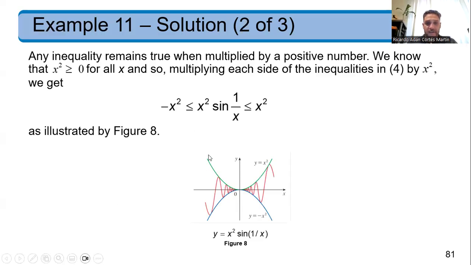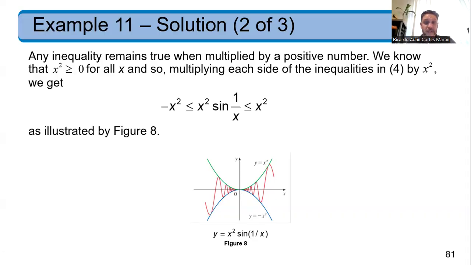So these are this green function and the blue function, x squared and minus x squared, okay? So these functions bound the red function, which is x squared times sine of 1 over x. Okay, so it turns out that if they are bounded, then what is the limit of this function and what is the limit of this function as x tends to 0?